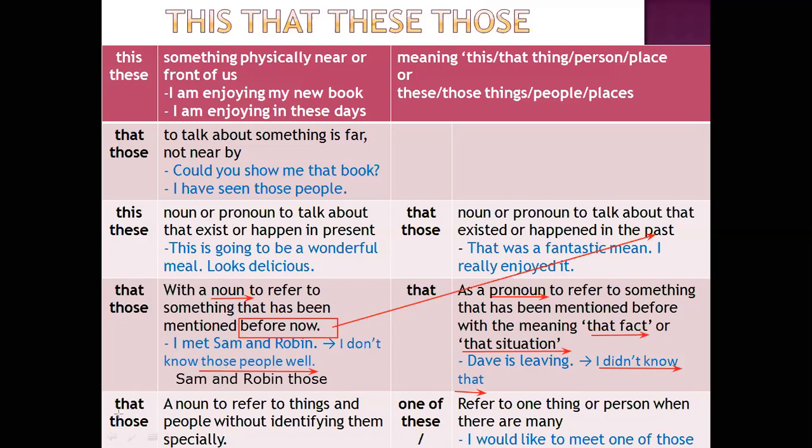Now the last one. Those. Let's have a look at this part here. That and those, now to refer to things and people. We're talking about nouns here. That noun refers to things and people. But how? Without identifying them especially. Without identifying.